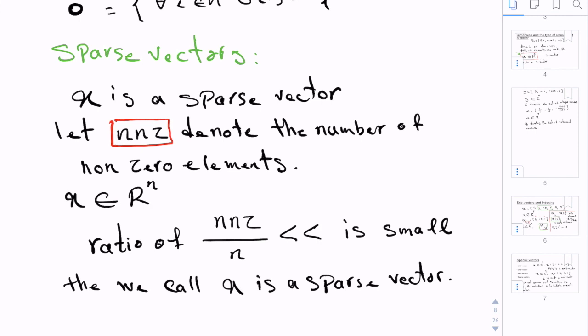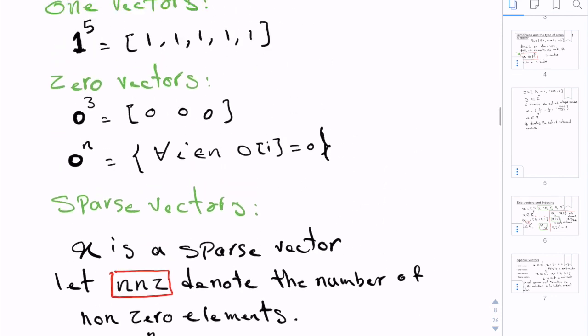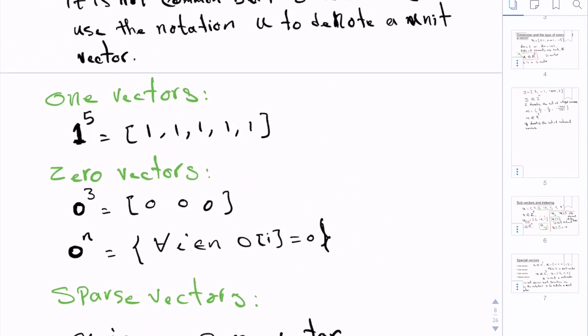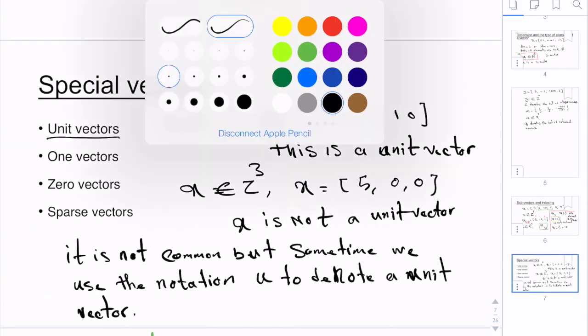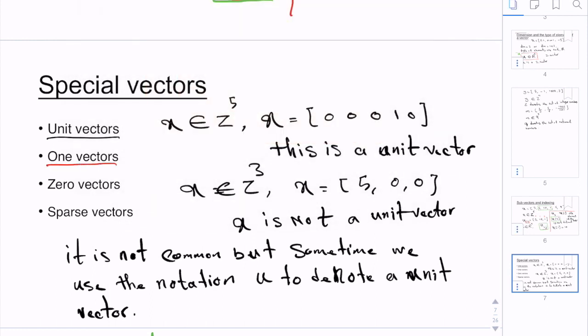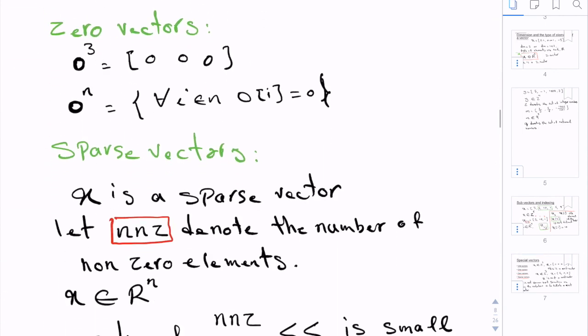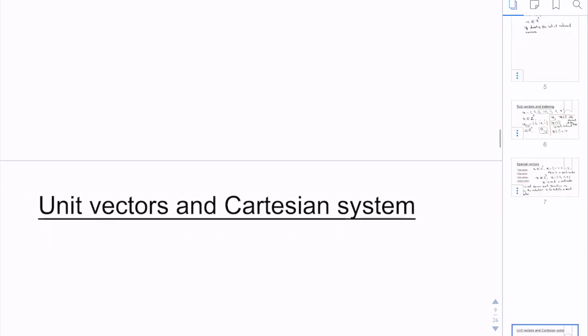And later on, we define sparse matrices. This is similar to sparse vectors. So it's good to understand these types of vectors here, because we have analogous matrices with the same names. So we learn about sparse vectors, one vectors, zero vectors, and that's the most popular vectors.